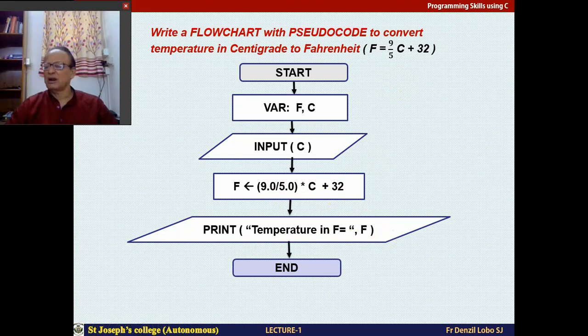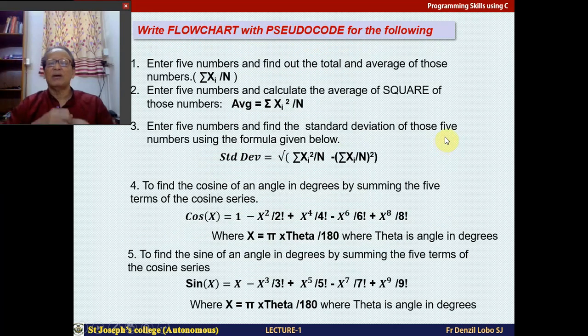So this is the second flowchart you have written, and I'm sure you have written it perfectly correctly. With that, you have to now work out some more problems. I have given five more problems. Immediately what you do is take the first two problems and then write a flowchart for these two problems. First is enter five numbers and find the total and average of those numbers. Mathematically, we represent it as sigma xi by n. Sigma means sum. Find the sum of n numbers, x1 plus x2 plus x3, etc. Five numbers. And then divide by n, that becomes the average or mean of those five numbers.